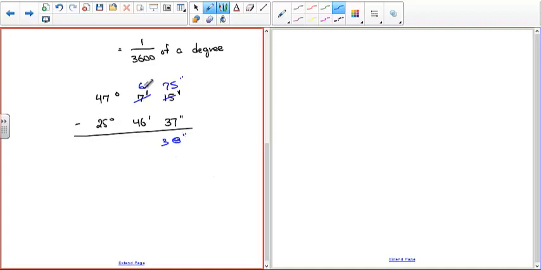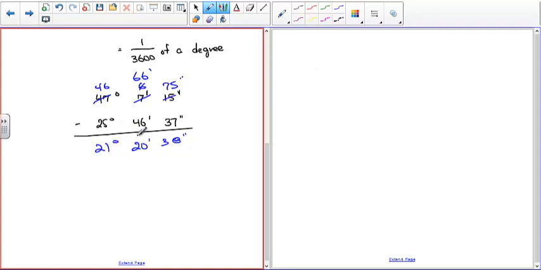Okay. Now again, 6 is less than 46. So you have to go over here and borrow 1 degree. 1 degree is equal to 60 minutes. So instead of 6, we're going to put 66 here, so we add 60 again. That's 66 minutes. 66 minus 46 is 20 minutes. And then we subtract these two degrees, which is 21. So the difference is 21 degrees, 20 minutes, 38 seconds.